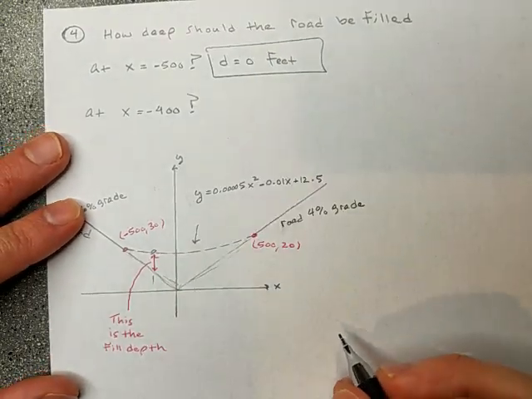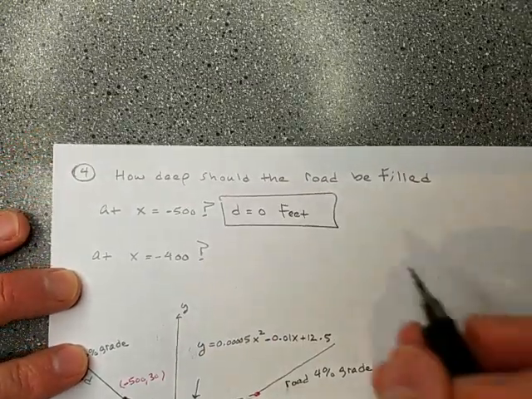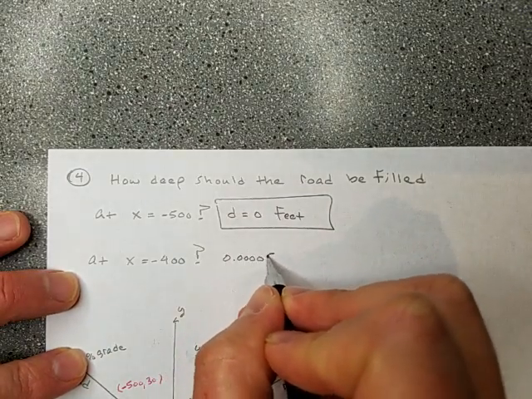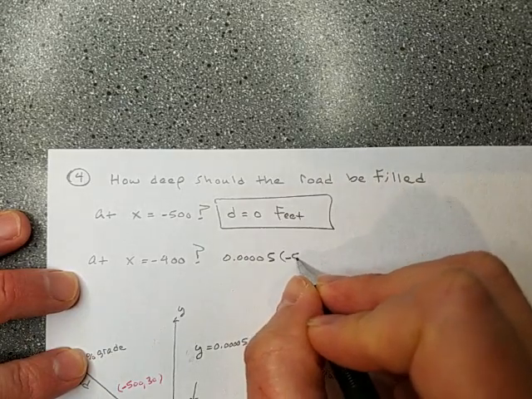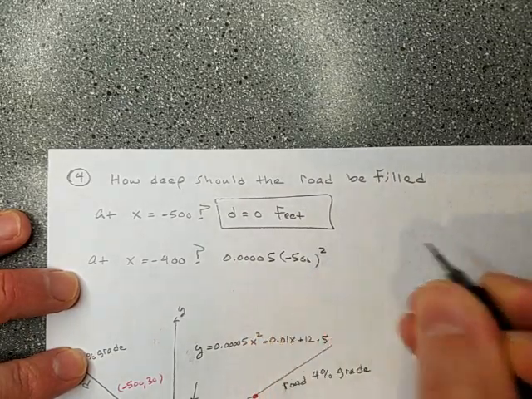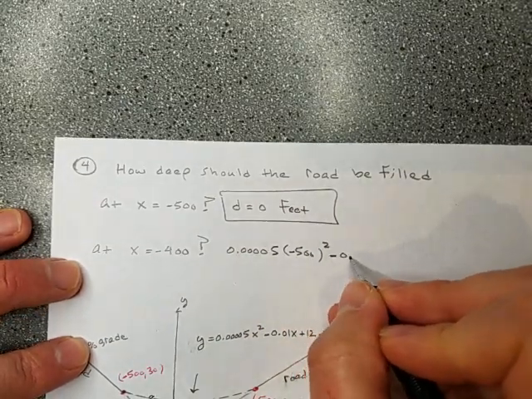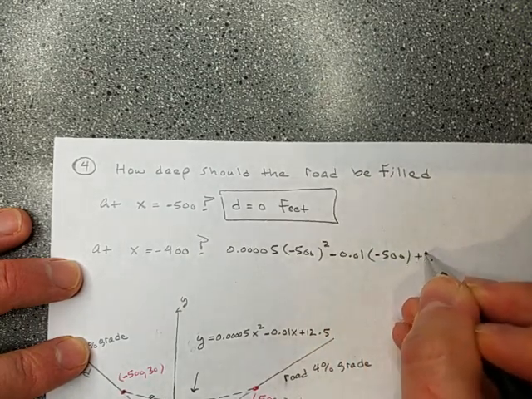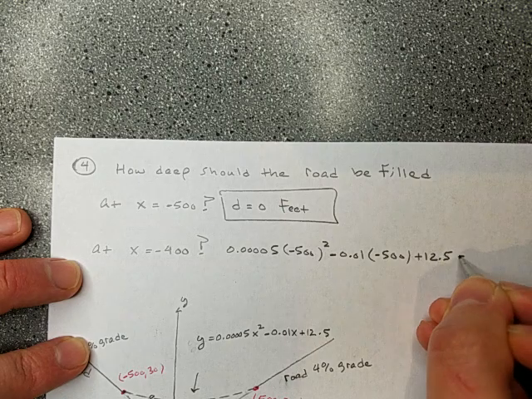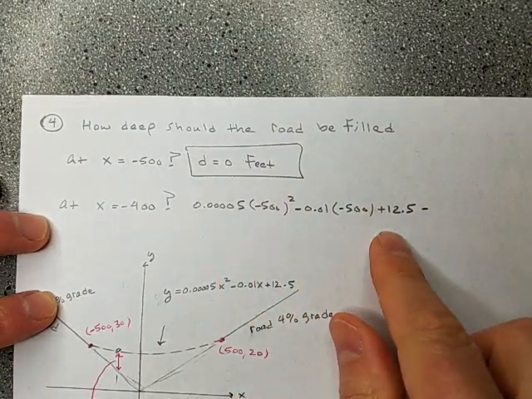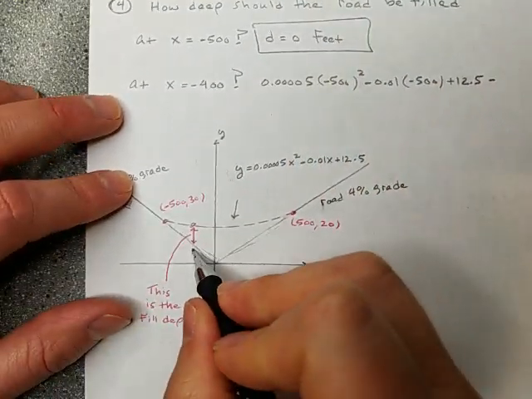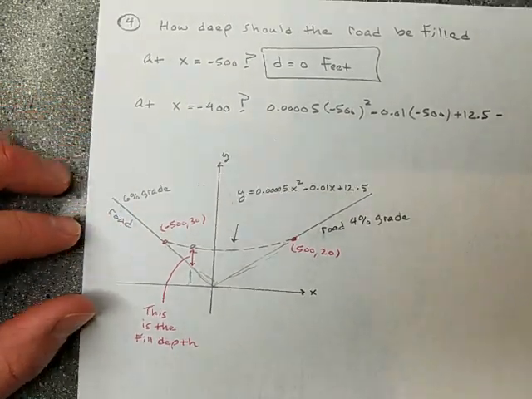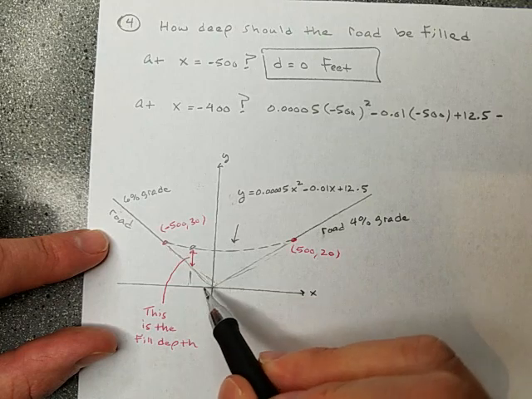Okay? So for this one, let's say 0.00005 times negative 500 squared minus 0.01 times negative 500 plus 12.5. And then I have to do all that, and I have to subtract this distance right there. Okay? Now, what do we know about this?